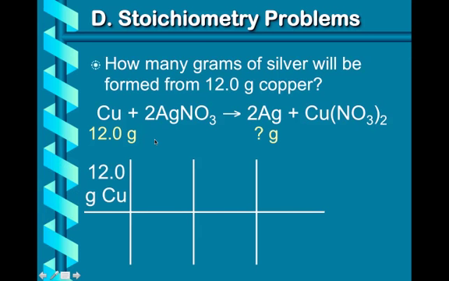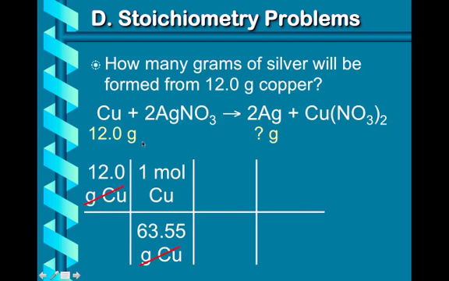Now, we can't compare grams to grams in stoichiometry. We always have to have a mole ratio. Every stoichiometry problem has to have a mole ratio. So we have to go from grams to moles. And the way we go from grams to moles is by using the molar mass. Remember, the molar mass comes off the periodic table. So we have to go from grams of copper to moles of copper. We look up the molar mass of copper, and it's 63.55 grams of copper per 1 mole. Grams of copper will cancel because it's divided out. Now we're in moles of copper.